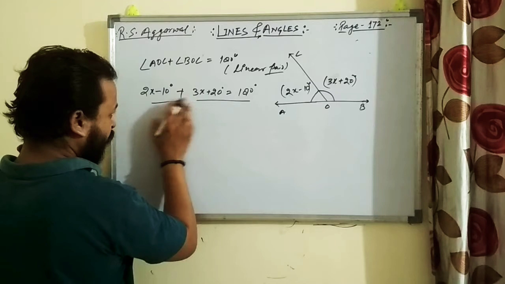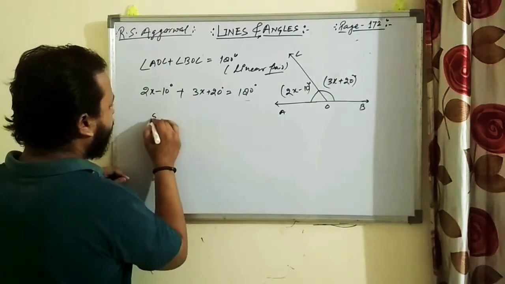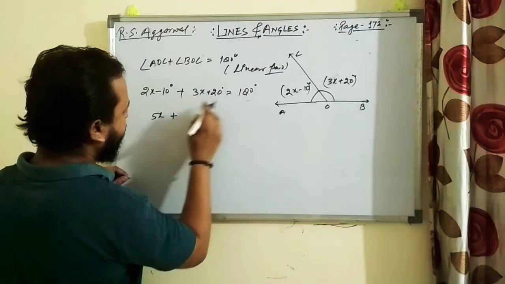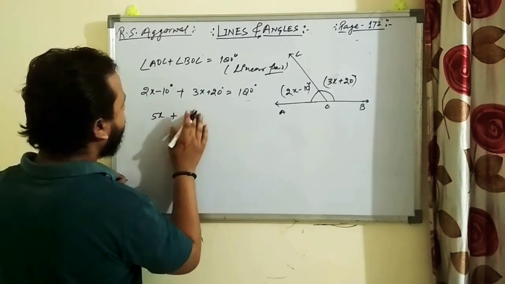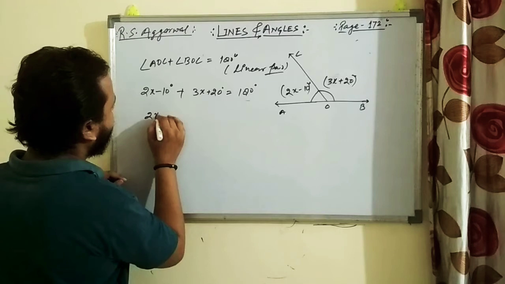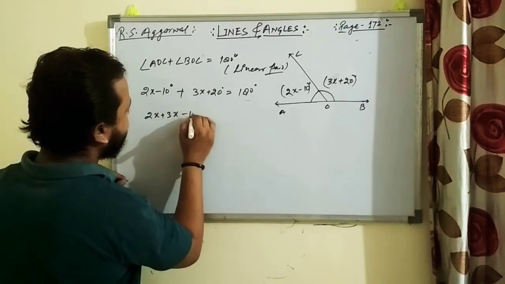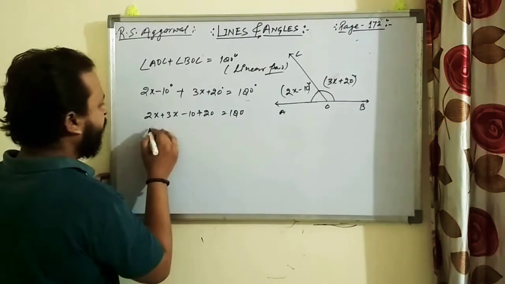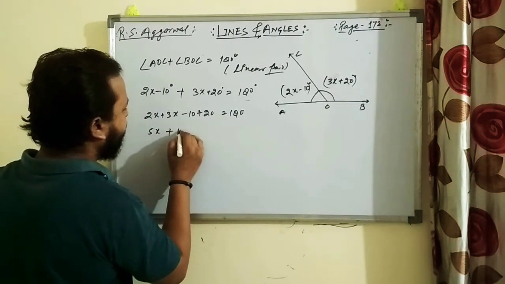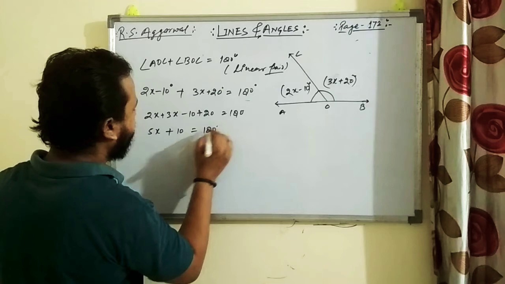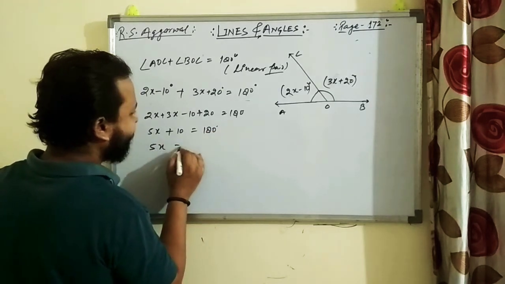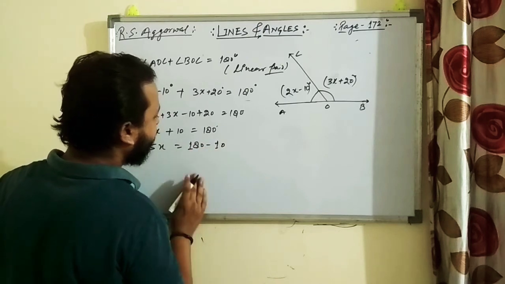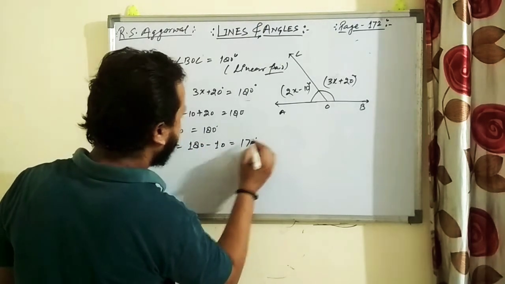You will get 3 plus 2, 5x, plus here minus 10, here plus 20, that is equal to, or you can just do it as 2x plus 3x minus 10 plus 20 is equal to 180. So 5x plus 10 is equal to 180. So 5x is equal to 180 minus 10, right? Here you will get 170.